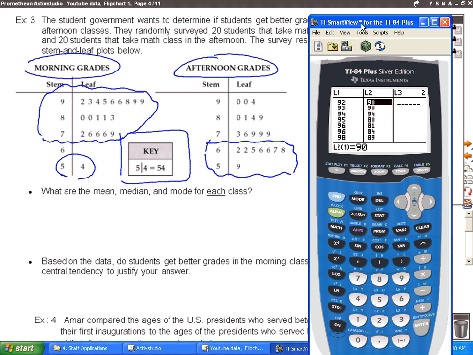So the question is, what are the mean, median, mode for each class? Now we're going to have to calculate each of these separately, so I'm going to start with list number 1. And the first thing I'm going to do is sort my data in list number 1. In fact, I'll probably go ahead and sort the data in both lists. So now I've sorted the data in list number 1. And then secondly, I'm going to sort the data in list number 2.